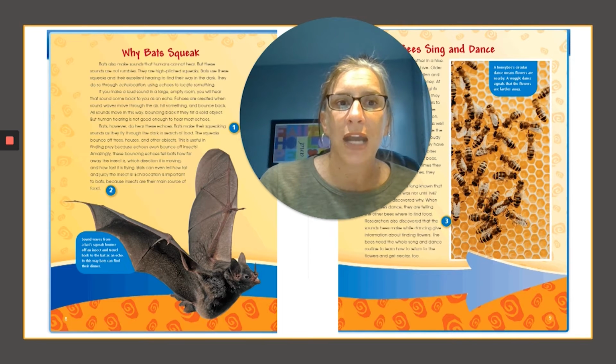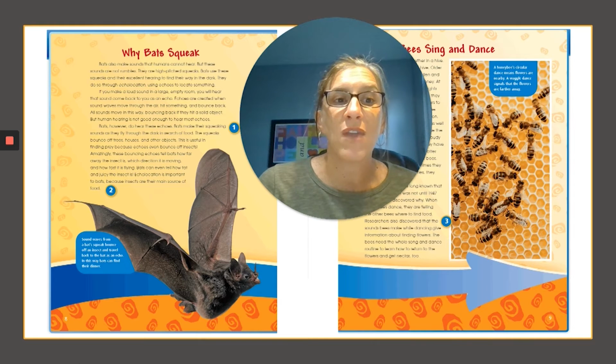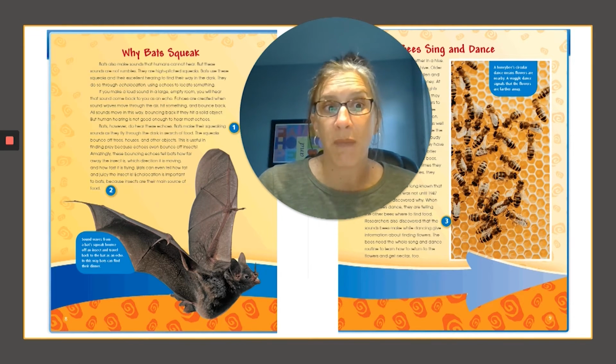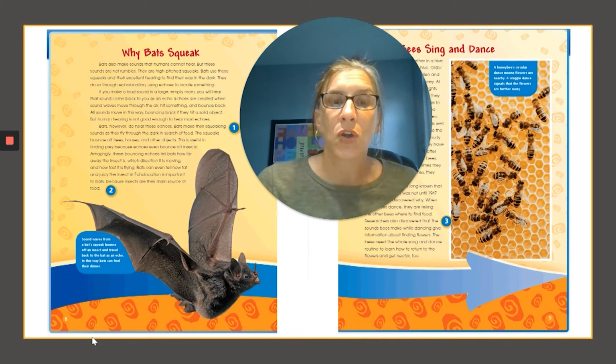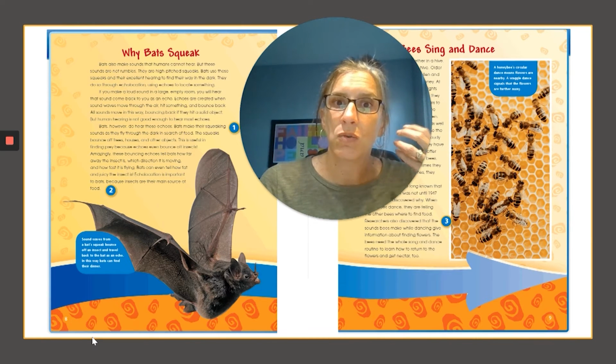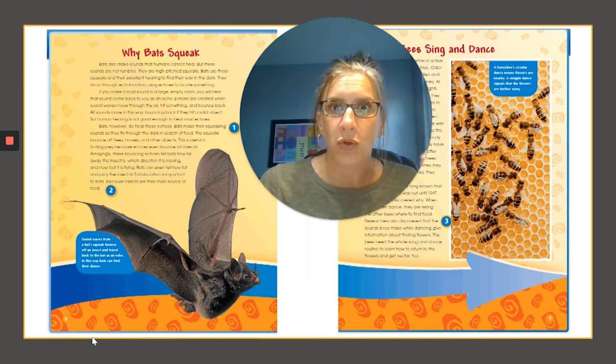Amazingly, the bouncing echoes tell bats how far away the insect is, which direction it's moving, and how fast it is flying. Bats can even tell how fat and juicy the insect is. Echolocation is important to bats because insects are their main source of food. So again, we're having the sense of that sound or the hearing.